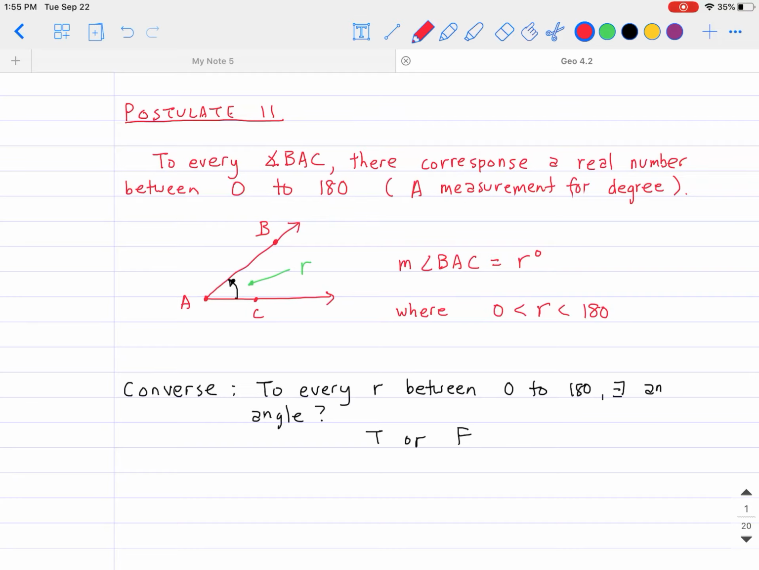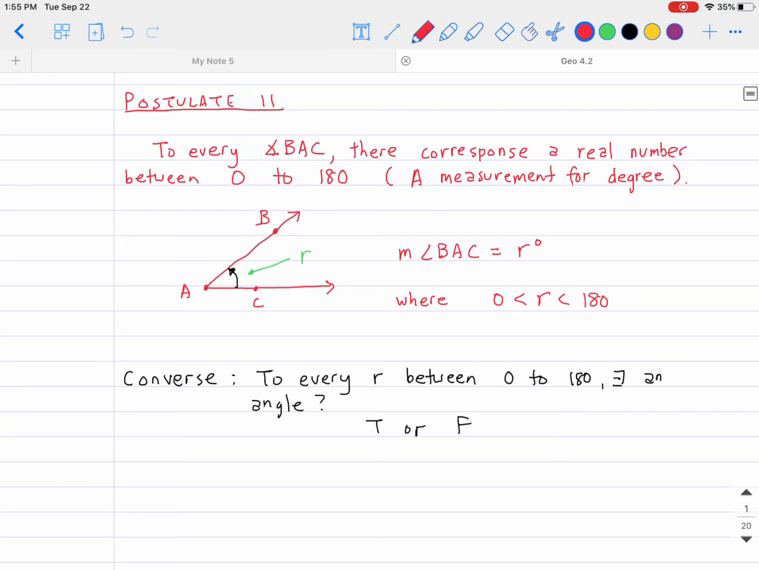So here you can see the picture. You have an angle BAC, and for each one of those angles, I can assign a numerical value that says how big it is or how small it is. And that number has to always be between 0 and 180 degrees. Anything over 180 degrees, we do not consider, because then it's going to be outside of a triangle. So that's why we try to make it within this range.